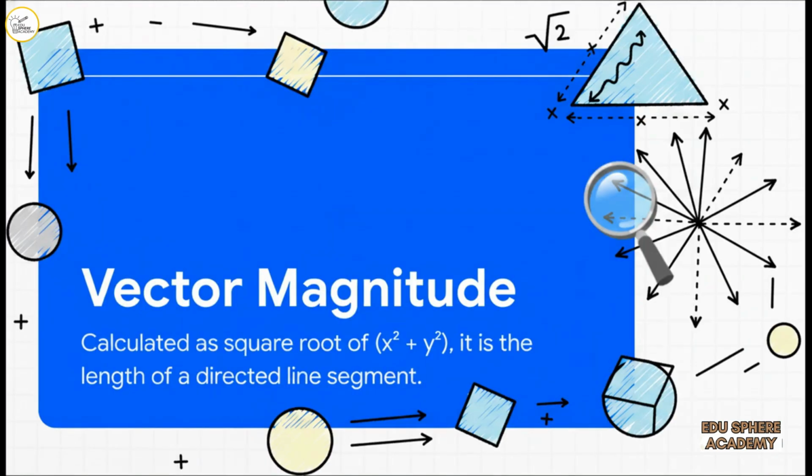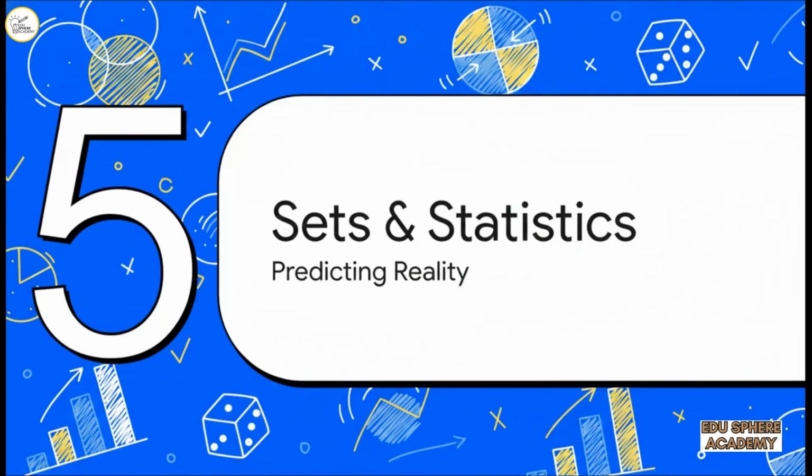And to actually measure those movements, we look at vector magnitude. This combines vertical and horizontal shifts to calculate the exact absolute distance of our movement. By representing a vector as a directed line segment, we're basically just using Pythagoras' theorem, the square root of x squared plus y squared, to find the actual physical distance that vector covers. It's really that simple. And finally, Pillar 5, Sets, Probability, and Statistics.